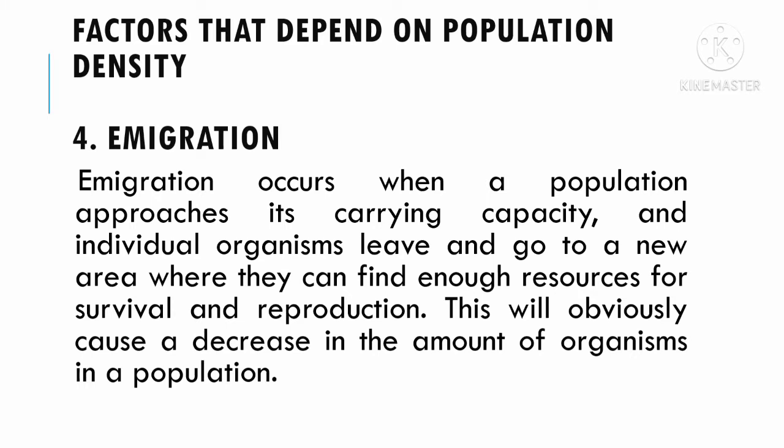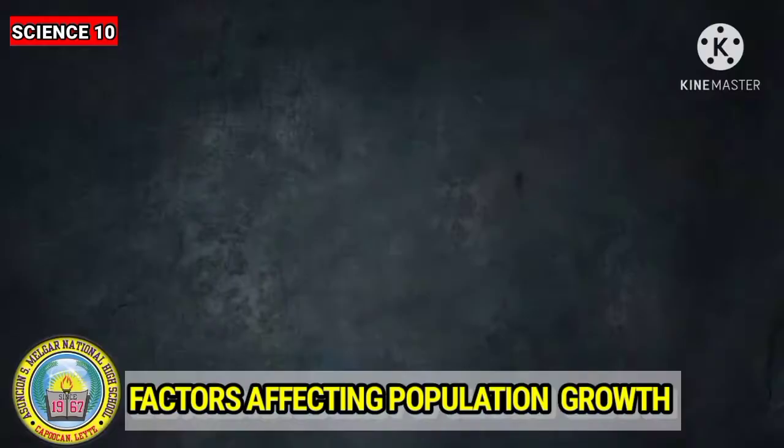Emigration occurs when a population approaches its carrying capacity, and individual organisms leave and go to a new area where they can find enough resources for survival and reproduction. This will obviously cause a decrease in the amount of organisms in a population.